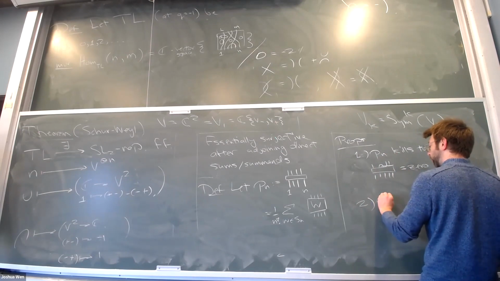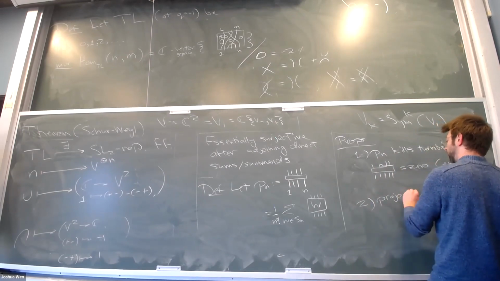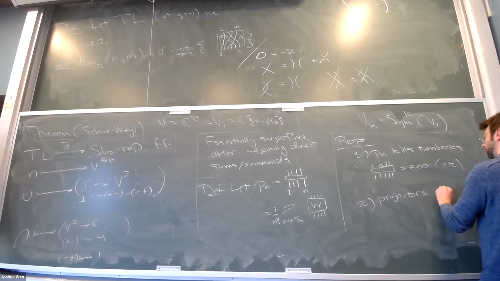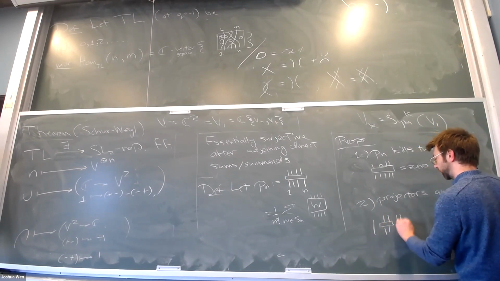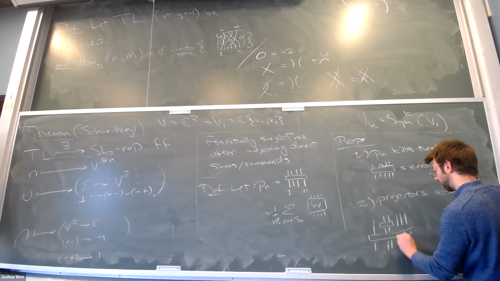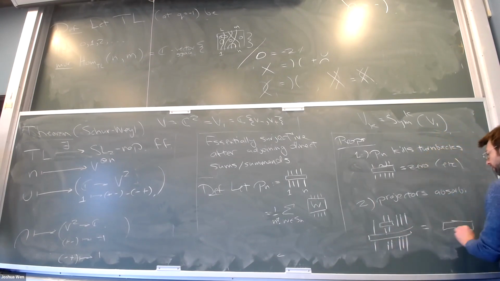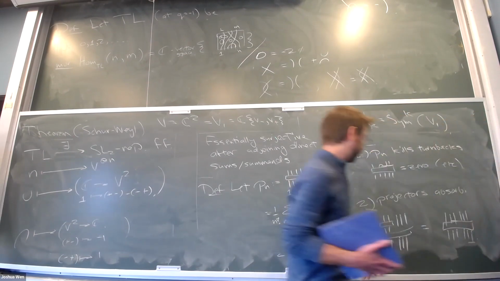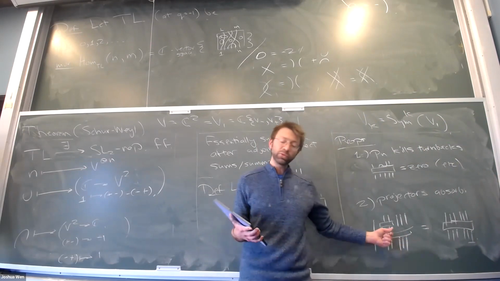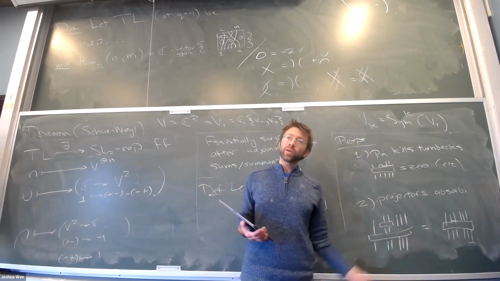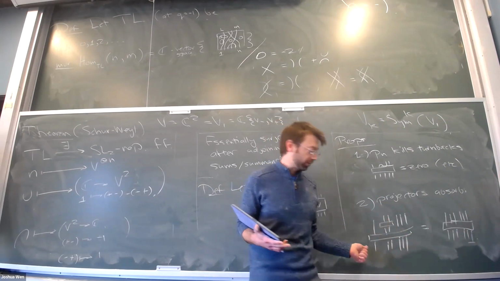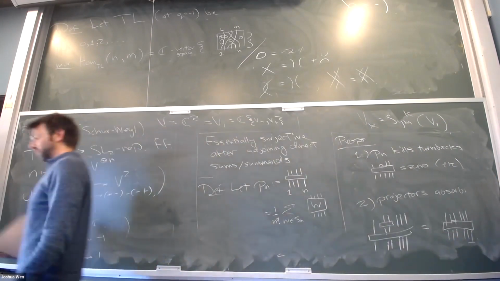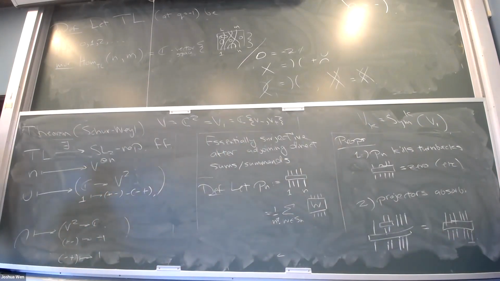Big projectors absorb small projectors. So any picture of this sort will be equal to a picture of this sort. Basically saying if you symmetrize all n strands and then symmetrize only a couple of them, well, the last step is completely irrelevant. You're already symmetric in a smaller group of strands if you're symmetric in the full strand. Whatever.